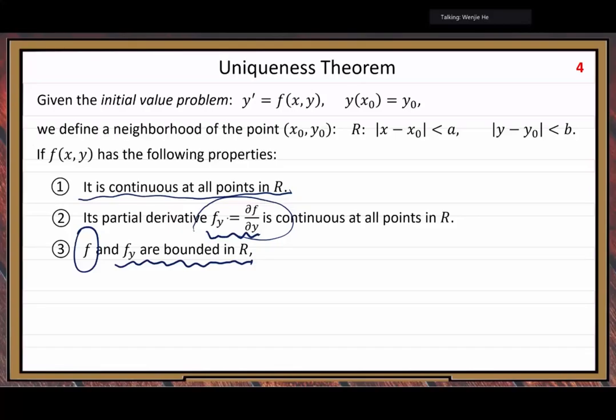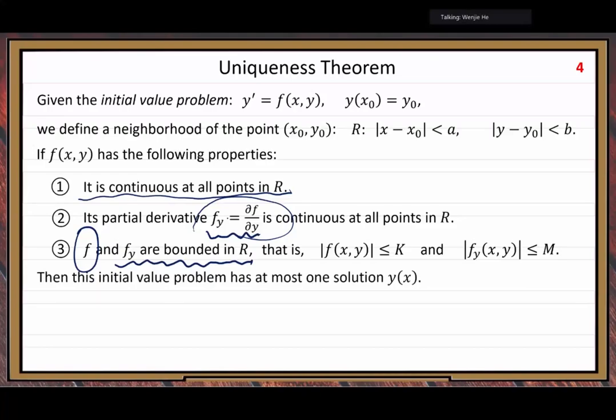All right. So, the conclusion. This initial value problem has at most one solution. The first part, at most one or zero, because it may not have a solution.